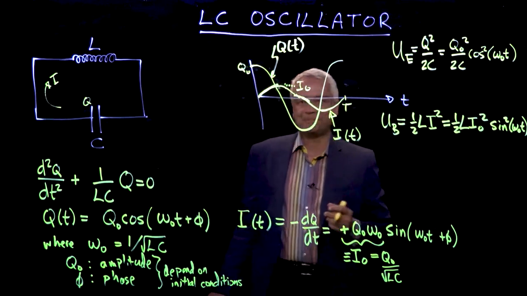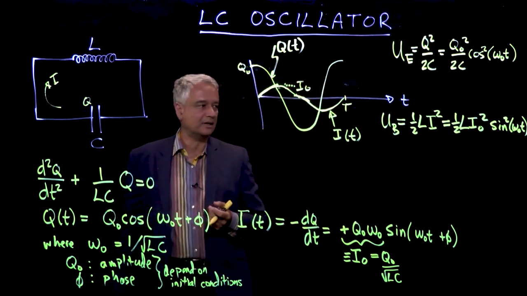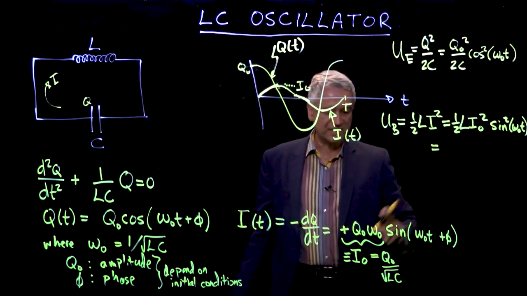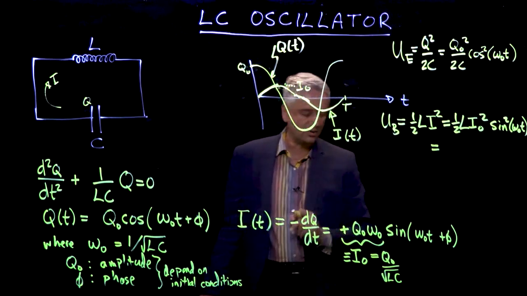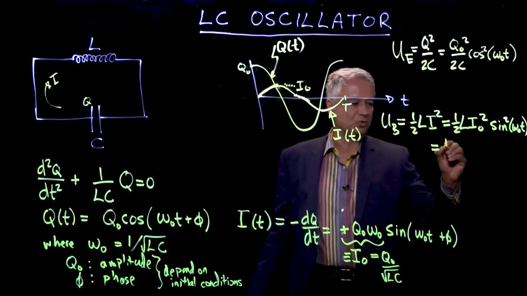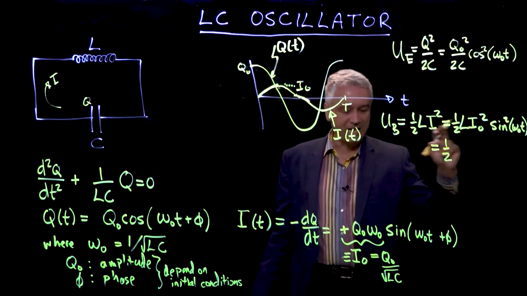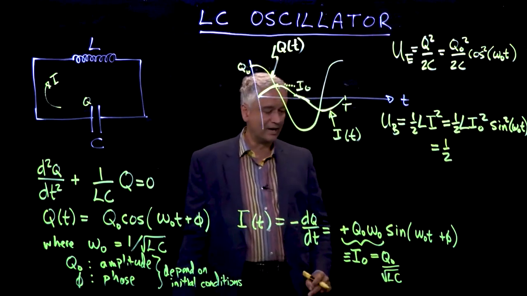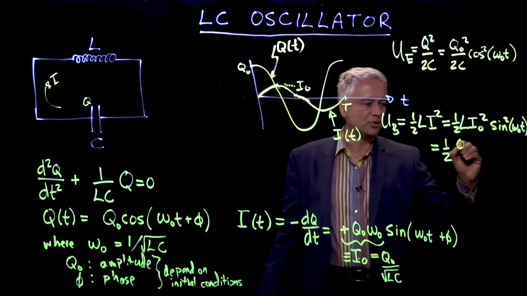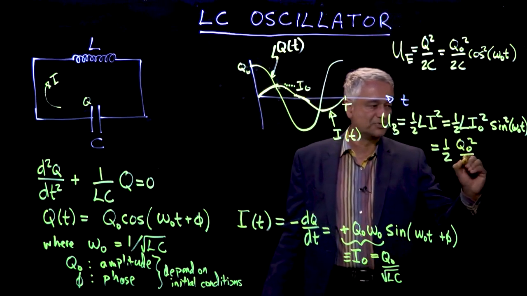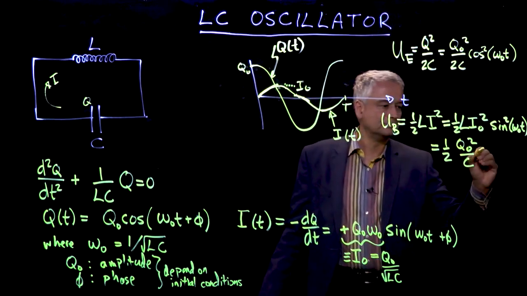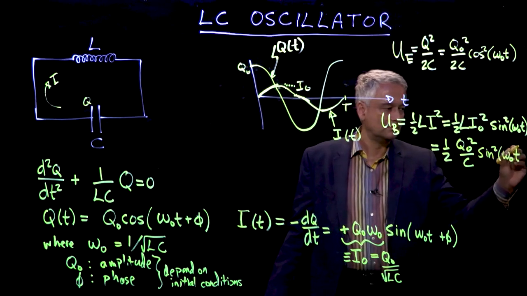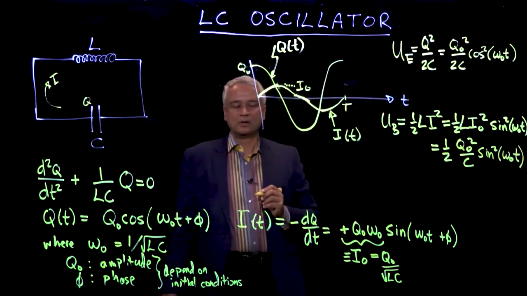So I want to add up UE and UB and check that energy is conserved. Before I do that, let me use that I naught is given by Q naught over root LC. So this becomes 1/2 L times I naught squared, and I naught squared is Q naught squared over LC. So I've got L over LC, and so this becomes Q naught squared over 2C times sine squared. Look at that.